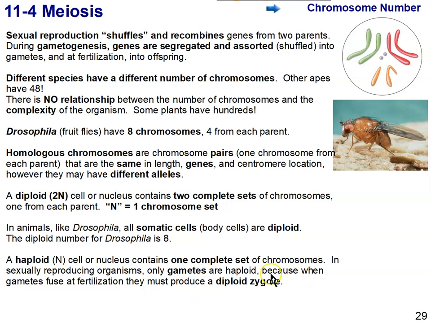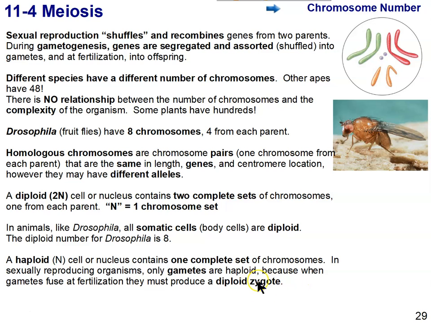Because when a sperm fertilizes an egg, they need to combine into the full diploid number. And again, in humans, that would be 46, right? So 23 plus 23, 46. And that's what you have in the one cell that results from fertilization. When a sperm fertilizes an egg, the one cell that results is known as a zygote, and the zygote has 46 chromosomes.